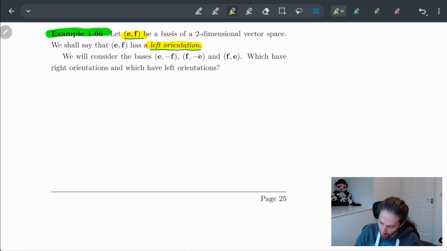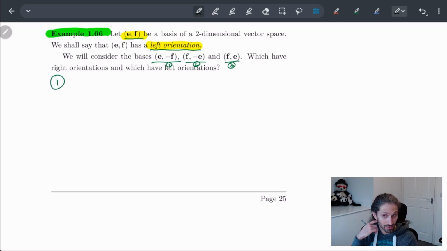And we're going to look at three different bases: E, minus F; F, minus E; and FE. So this is 1, 2, 3. And we're going to ask which ones have right orientations and which ones have left orientations. So how do we do this? Remember that something with left orientation is going to have the same orientation as EF, and something with right orientation is going to have the opposite orientation as EF. So in other words, we have to figure out what the orientations are for the bases.